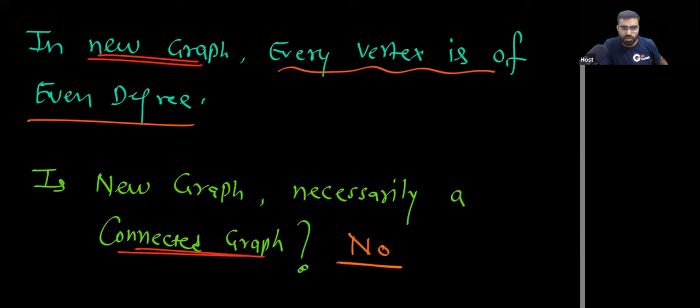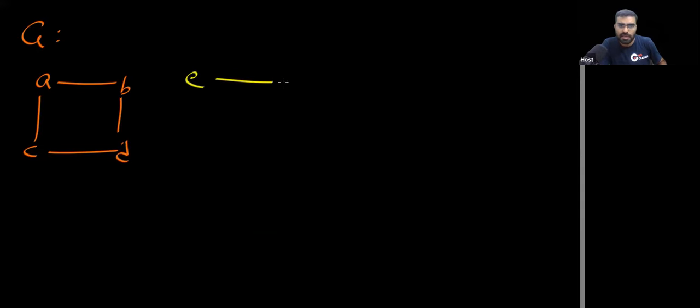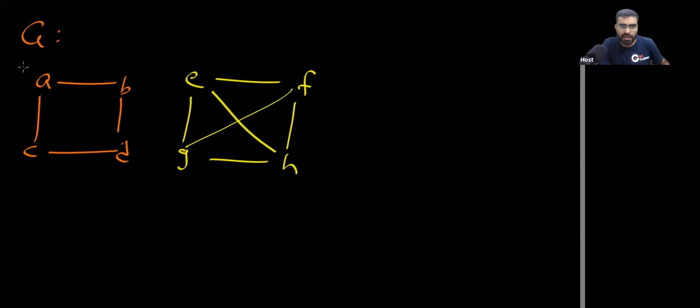Okay, for example, consider this old graph G. Don't worry, just consider this graph G with vertices A, B, C, D, and another graph with vertices E, F, G, H. Let's assume this was your old graph, with degrees 2, 2, 3, 3, 3, 3. Is this clear?